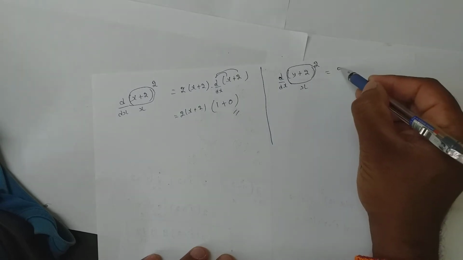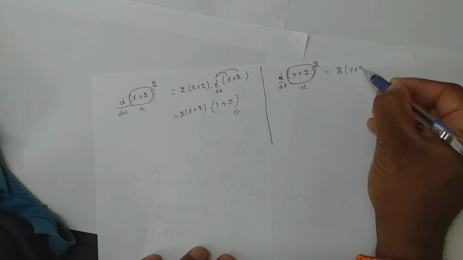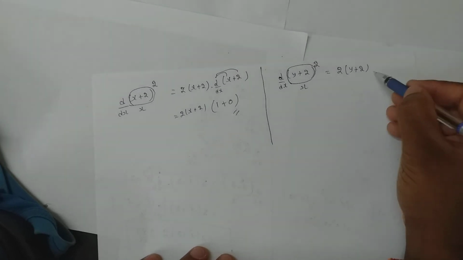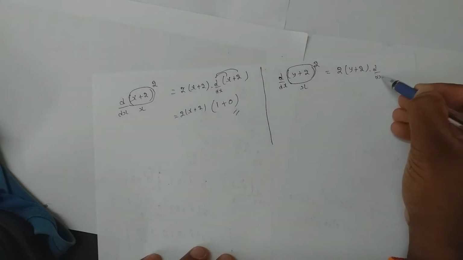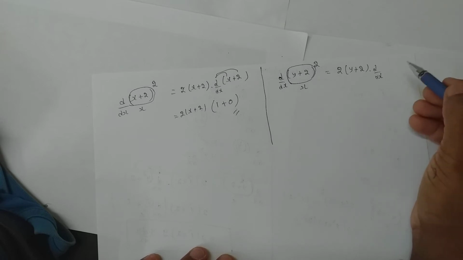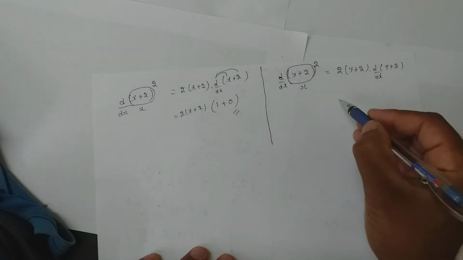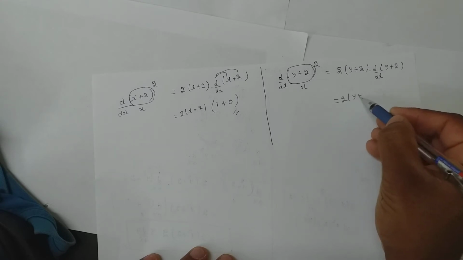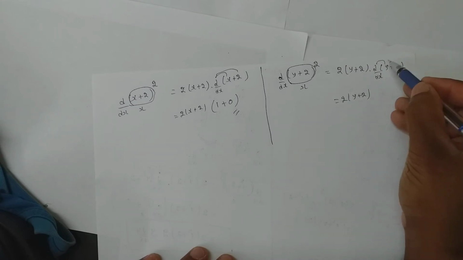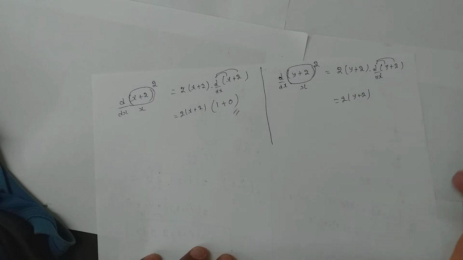So 2x is the differentiation. In place of x, y plus 2, you have assumed something in place of x, so at last the differentiation of that must be kept. Clear enough? So it is 2 into y plus 2 into, this gets applied on y and also on 2.